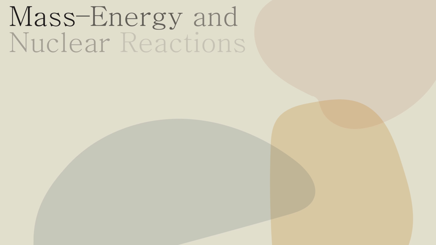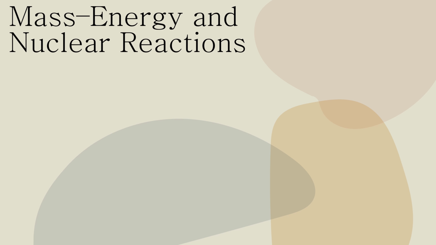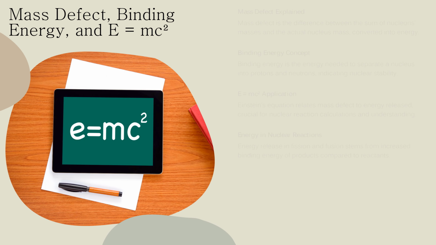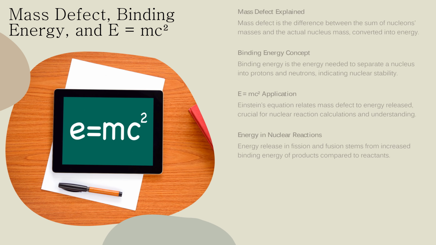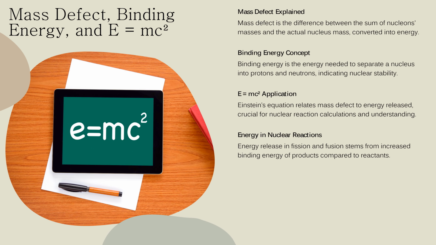Mass defect, binding energy, and E equals mc squared, binding energy per nucleon and nuclear stability. Mass defect refers to the difference between the total mass of the individual nucleons that make up a nucleus and the actual mass of the nucleus itself. Experimental measurements show that a bound nucleus has a slightly smaller mass than the sum of the masses of its separate protons and neutrons. This missing mass has been converted into energy when the nucleus was formed, according to Einstein's equation E equals mc squared. The energy equivalent of the mass defect is known as the binding energy of the nucleus.